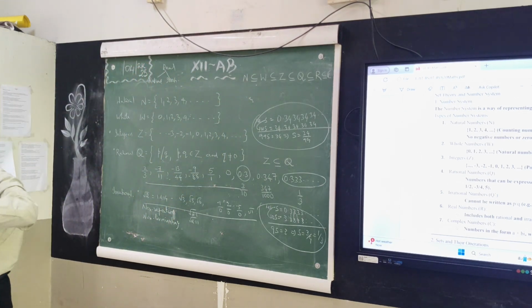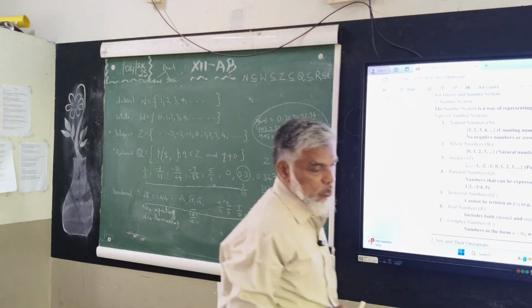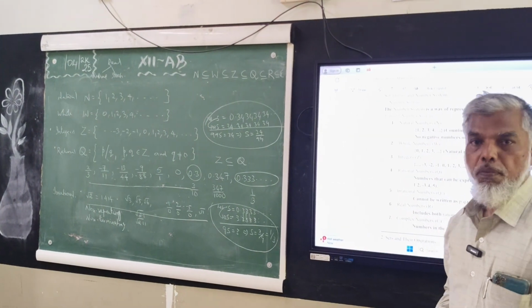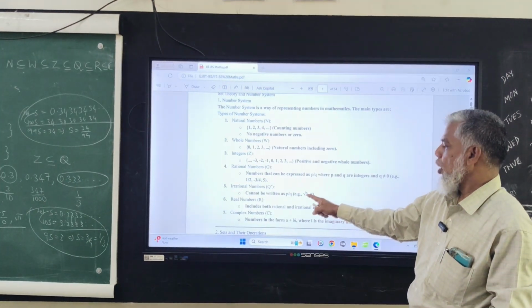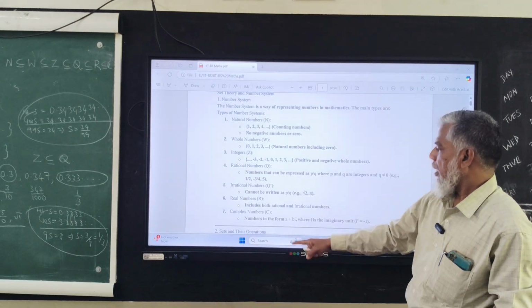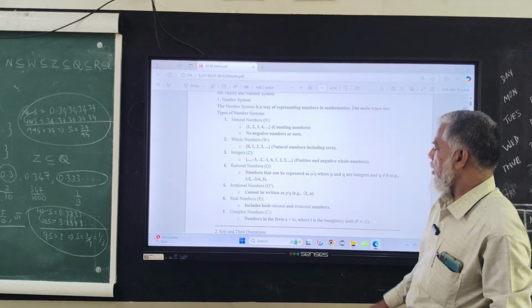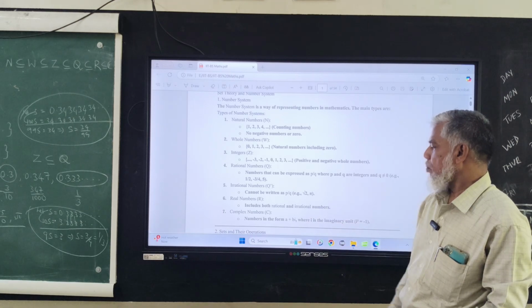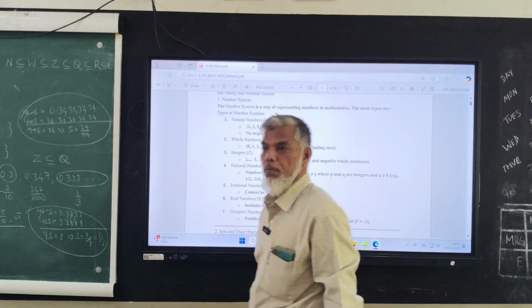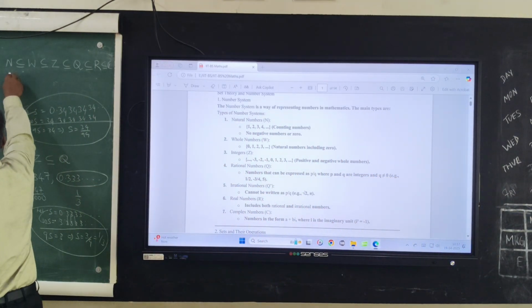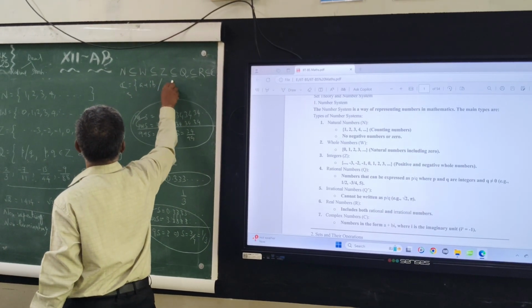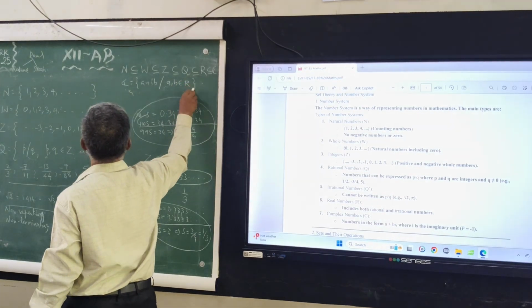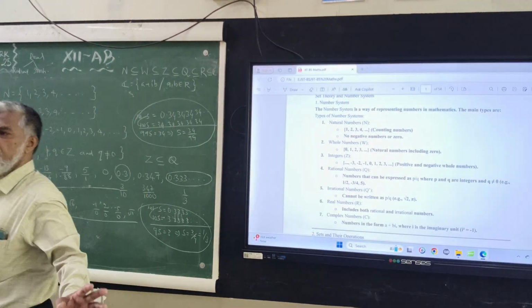So with this background, I want to end the number system. Okay. Now come to here. So the examples are rational numbers. Irrational numbers cannot be written as p by q: root 2, pi. Real numbers include both rational and irrational numbers, and complex numbers are of the form a plus ib, where a, b belong to R. So this is the definition of a complex number.